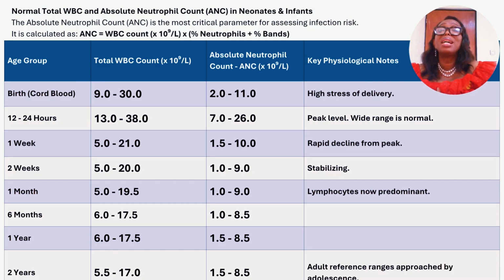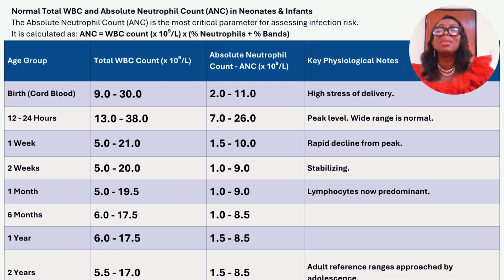It is good to know that the absolute neutrophil count is the most critical parameter for assessing infection risk in the neonates and infants. And how do you calculate absolute neutrophil count? It is total WBC count times the percentage neutrophil count plus percentage band form. From the table, you can have that at birth, that is cord blood.